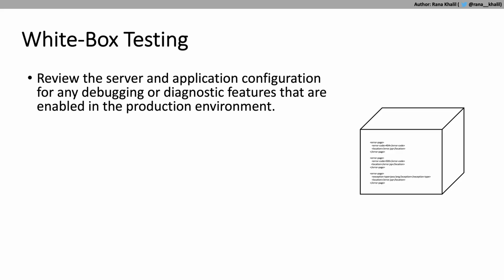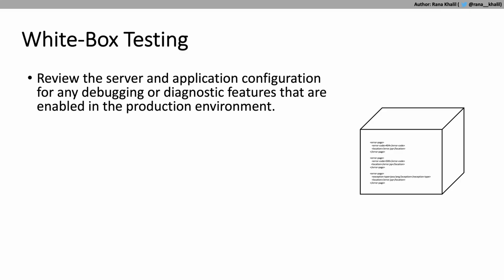All right, moving on to the white box perspective where you're given access to the source code of the application. The first thing that I do is review the server and application configuration for any debugging or diagnostic features that are enabled in the production environment. If you have access to the code, you could just check the config files to see if the application outputs generic error messages and if the application has stack trace enabled. Of course, it's completely okay to have stack trace enabled in a non-production environment that is not externally available to end users because it's used for debugging purposes.